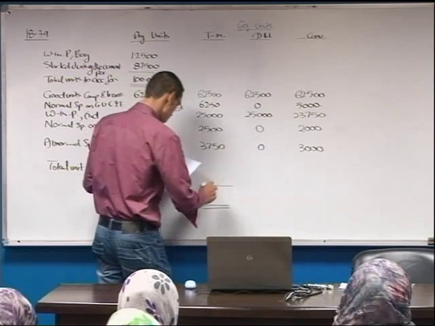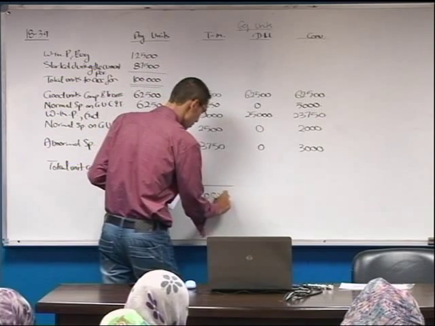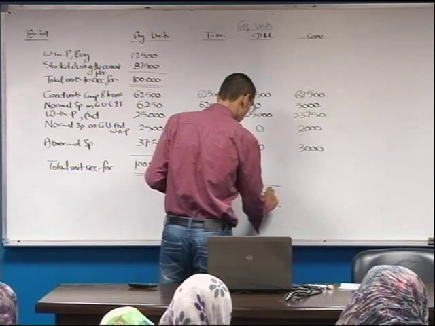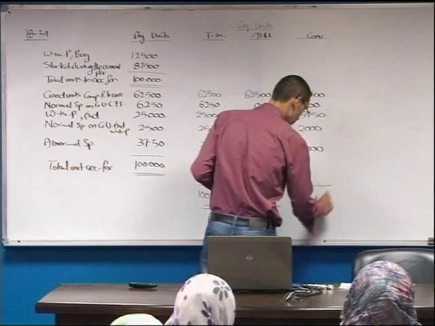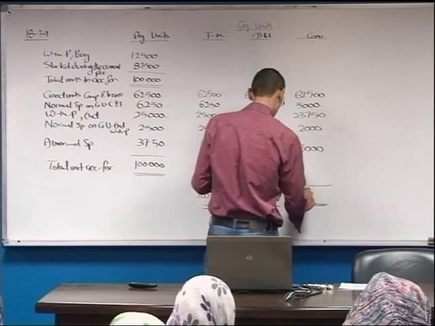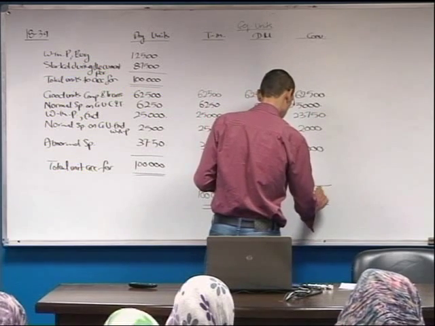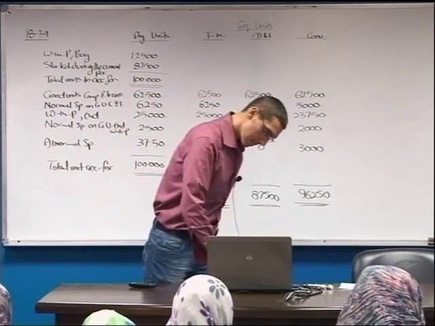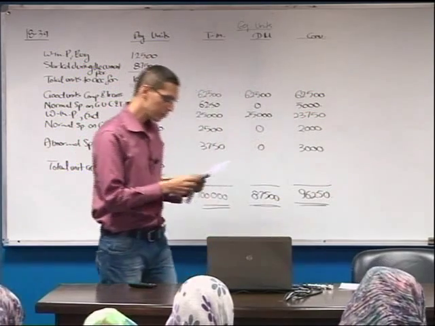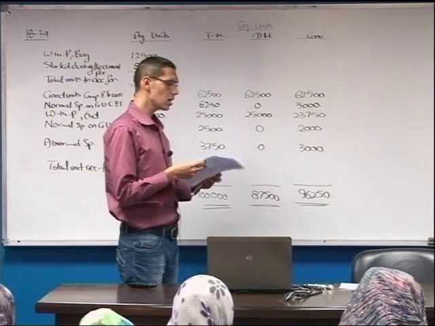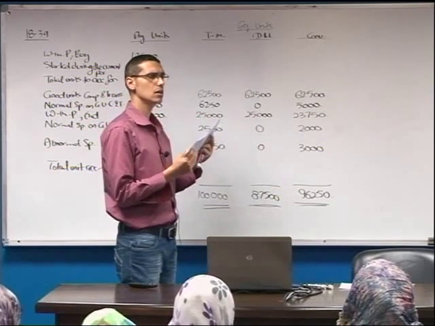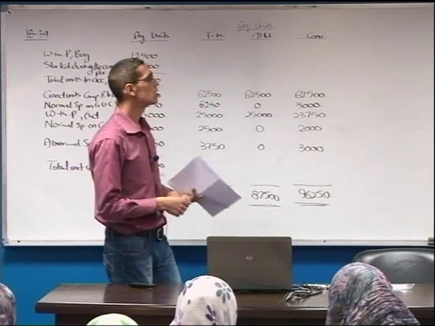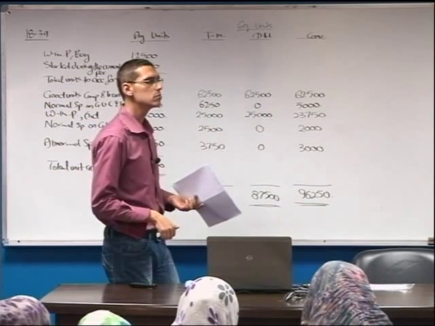Of course, the total equivalent units would be, for the transferred in, 100,000. For the direct materials, 87,500. For the conversion cost, 96,250. I'm not going to complete this example or this question because we do not have time. I need to start working on some other problems.